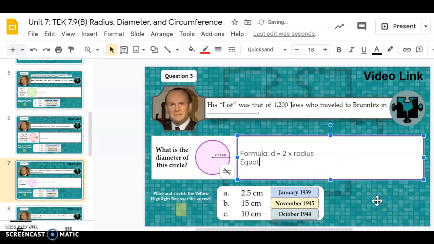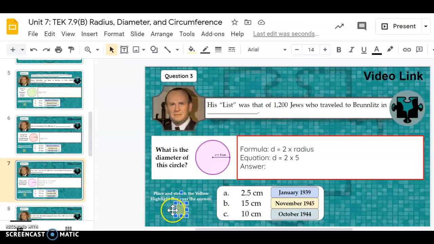So your equation, you don't know your D, so your D equals 2 times 5 cm. So your answer is what you're going to write there. You guys should know this. Then you're going to drag your highlighted box over to whichever one it is, and then you're going to take one of these and drag it up here.